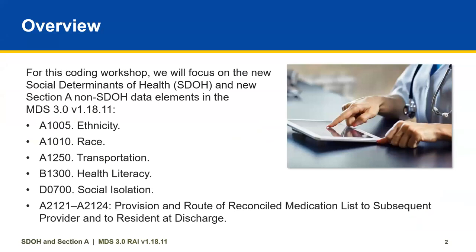So just for a quick overview for this coding workshop, we're going to focus on the new Social Determinants of Health, or SDOH, data elements, and new Section A non-SDOH data elements in the MDS 3.0 version 1.18.11. Those data elements are A1005 ethnicity, A1010 race, A1250 transportation, B1300 health literacy, B0700 social isolation, and A2121 through A2124, which represent the provision and route of reconciled medication lists to the subsequent provider and to the resident at discharge.